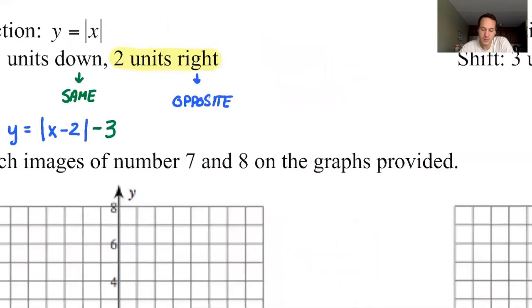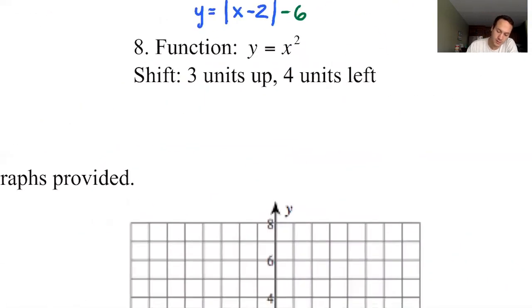See if you guys can do this last one by yourself. I'm going to do this one quietly. Just keep in mind this is that x squared one, so you do need parentheses if there's a left-right shift, which there is. So hopefully you guys were able to get x plus 4 all in parentheses squared plus 3.